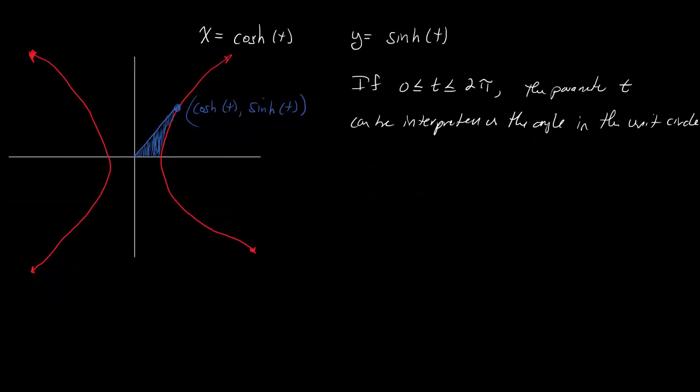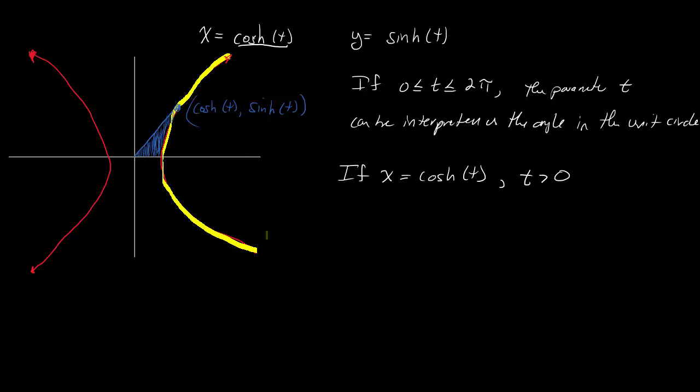So if x is equal to cosh of t, we recognize that cosh of t is always going to be greater than 0, and it's greater than 0 on this right side. So when t is greater than 0, it's going to be on this right side. And the interesting thing about this is this curve, so I'm just going to highlight it in yellow, this curve right here. I try my best to outline it in bright yellow so you can't miss it.